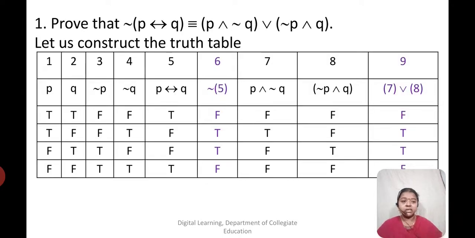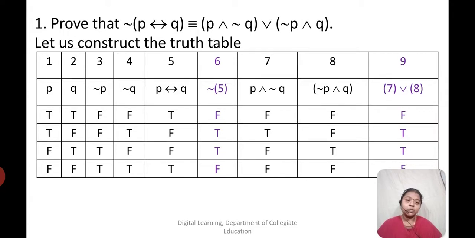Now let us consider an example here. It says negation of (P if and only if Q) is logically equivalent. You can see there is that sign, three dashes are there. So that is read as logically equivalent, and the other part of that is (P and negation Q) or (negation P and Q). So the left hand side part is negation of (P if and only if Q).